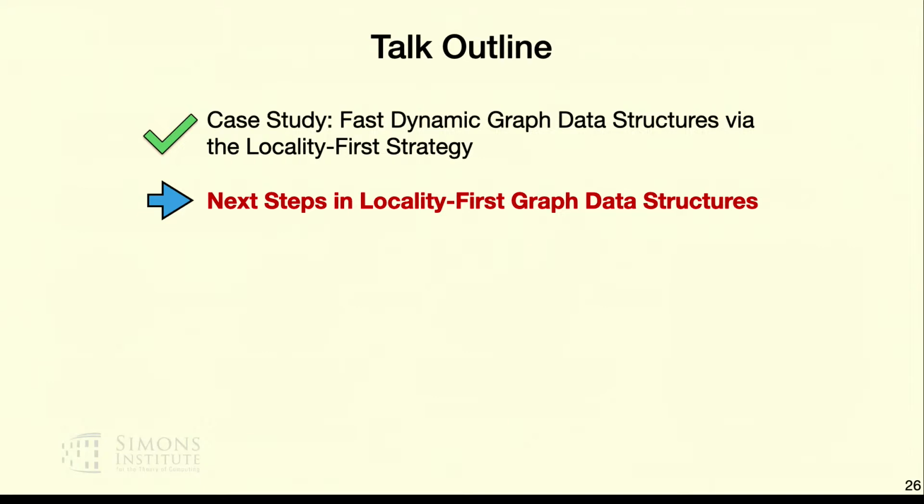And I want to maybe switch gears a little bit. So we just finished, there's kind of 2 parts to this talk. There's a surprise second part. The first one is this dynamic graph data structures using this locality-first strategy. So we walked through a case study. And I want to talk a little bit about stuff that I'm more recently working on in this area. But first, I can stop for questions.